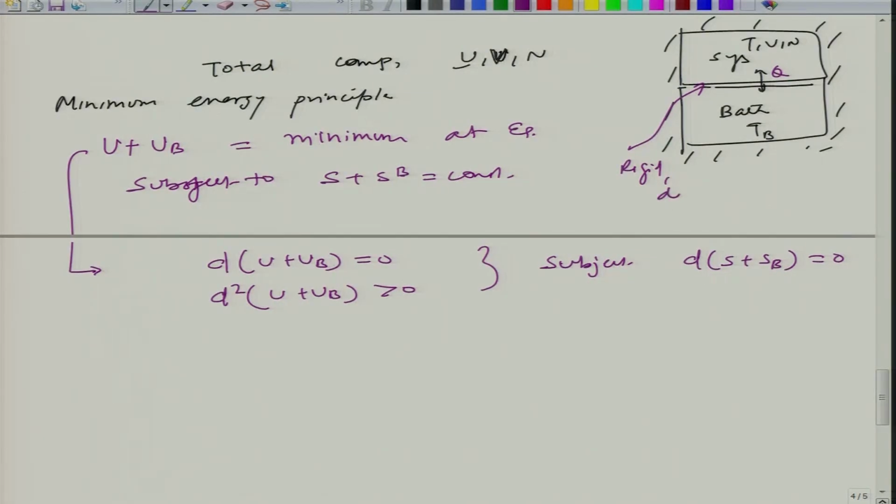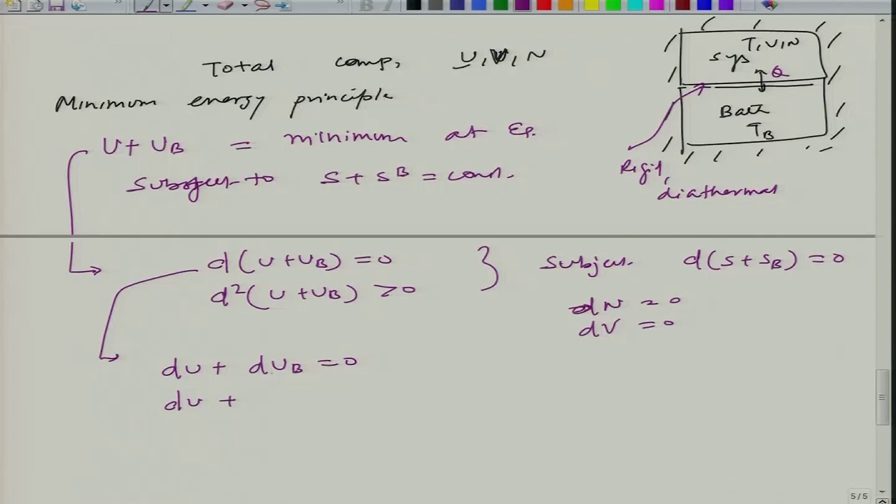Rigid and diathermal, which essentially means that dN and dV are going to be 0. What is this expression? This is dU plus dU_B should be 0, and dU_B is nothing but dq plus dw, but there is no work associated with this bath because of the rigid walls. So, this is nothing but your T_B dS_B.